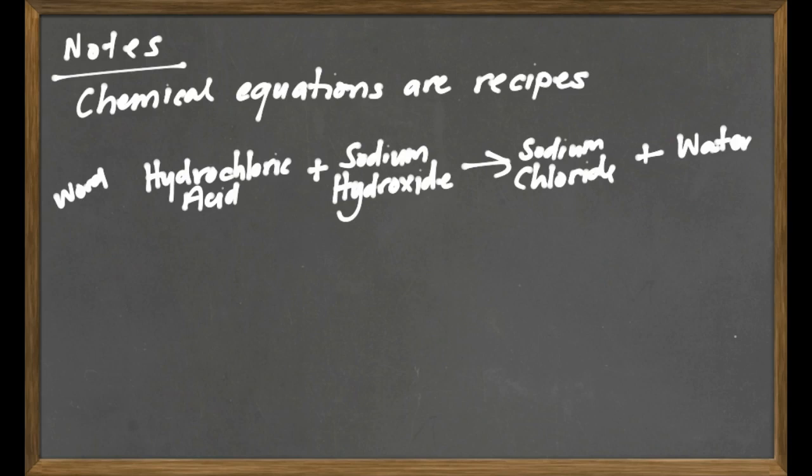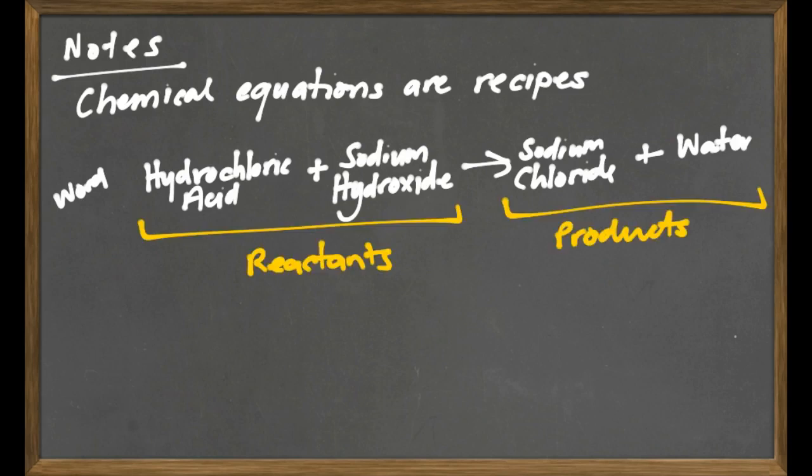Now this is a common one that was in your experiments. This is where we have an acid and a base, and when you mix them, in this case it makes table salt and water. Now remember, on the left side you have your ingredients, which is also called the reactants, and on the right side we have our products, what we make. Everything is separated by a plus, and you have to have an arrow in between.